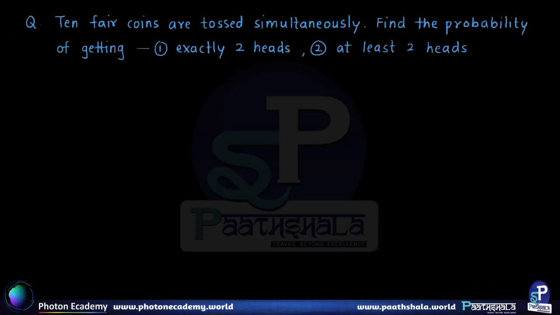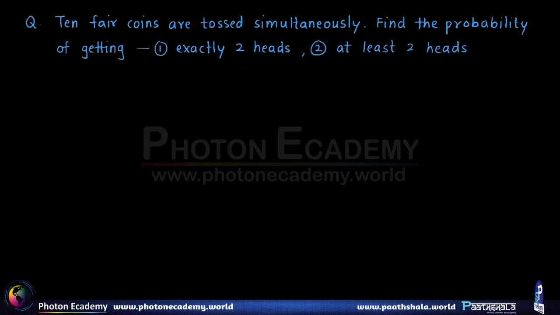Now here let us solve one sum based on the binomial distribution. 10 fair coins are tossed simultaneously. Find the probability of getting exactly 2 heads and at least 2 heads. So here we have two sub questions.